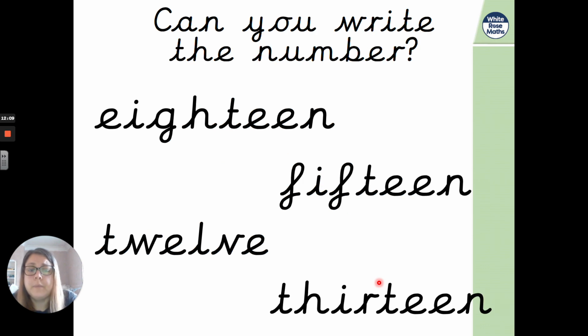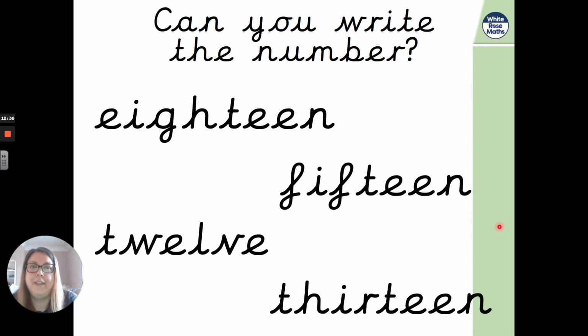Fantastic. So this time, what I want you to do is read the word. It's quite tricky, so if you need your grown-up to help you, you can, but I'm sure you can use your Fred Talking to help you read most of these. So read the word, and I want you to write the number of the word that I've written. So pause the video, read the word, and write the number of the word that I've written.